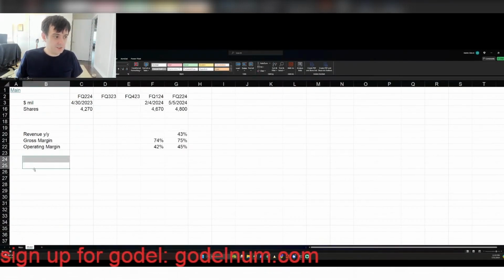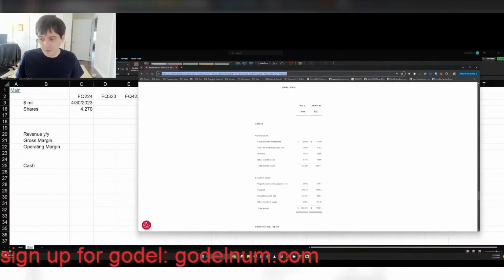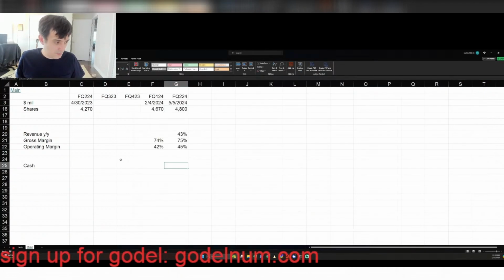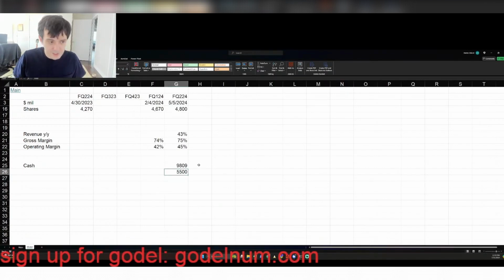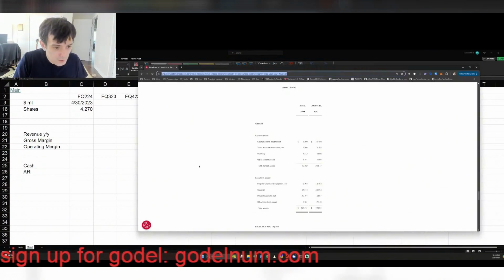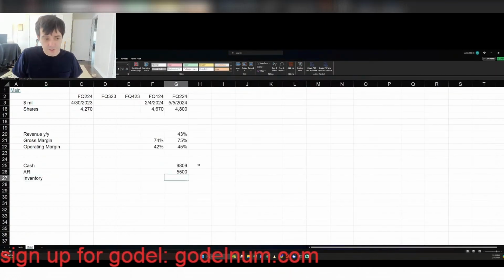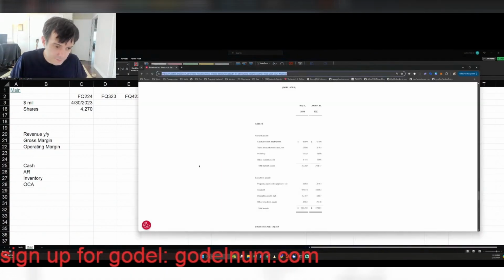Now let's look at the balance sheet. So cash. I just want to give you the link if you want to follow along. Cash is 9809. AR is accounts receivable, so that's money your customers owe you. Inventory is next. The balance sheet is listed in order of liquidity. Liquidity is how fast will it turn into cash. Other current assets is a bunch of stuff.